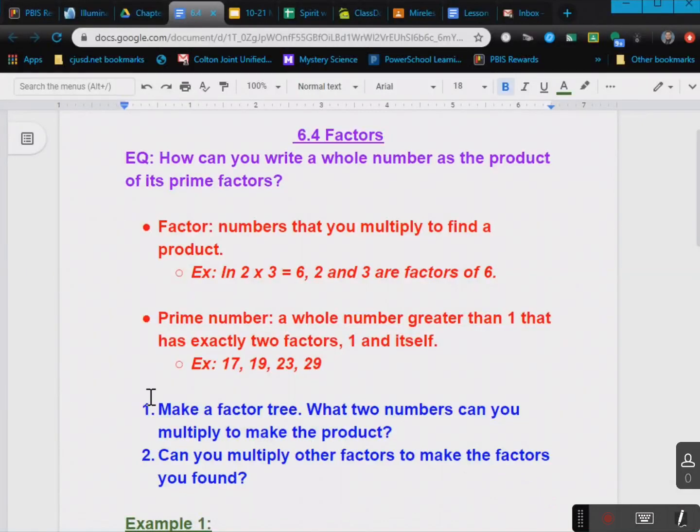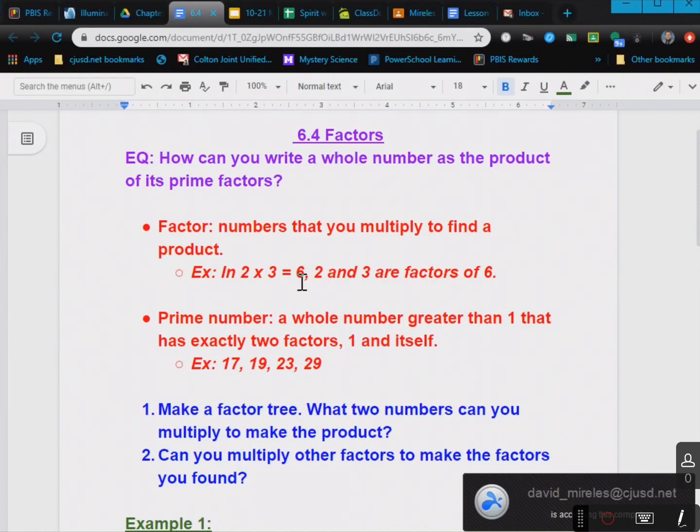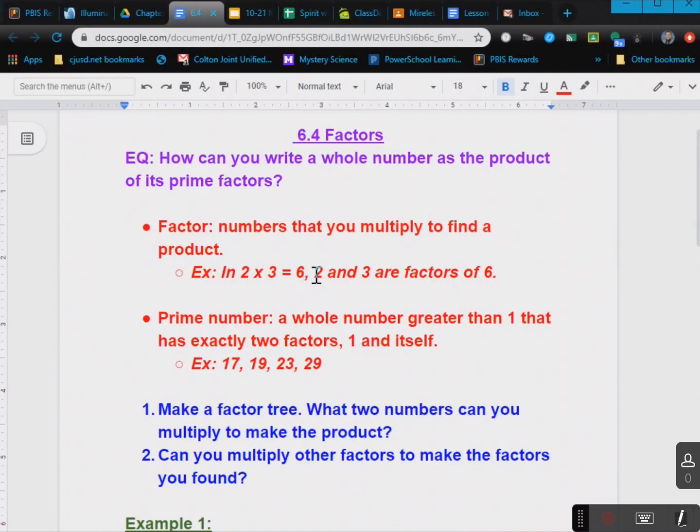The essential question is, how can you write a whole number as the product of its prime factors? The vocabulary which you need to write down is factor. These are numbers that you multiply to find a product. So in the example, 2 times 3 equals 6. The product is 6. The factors are 2 and 3. That's what you multiply to find 6.